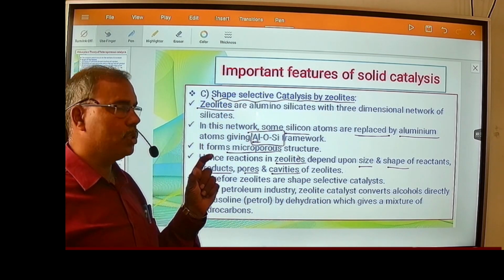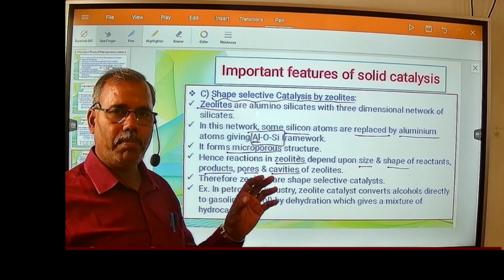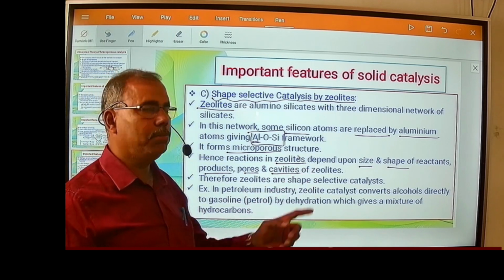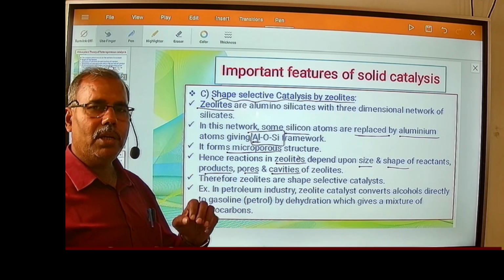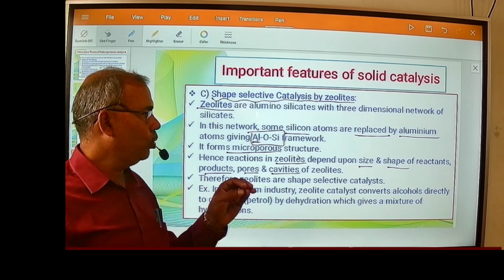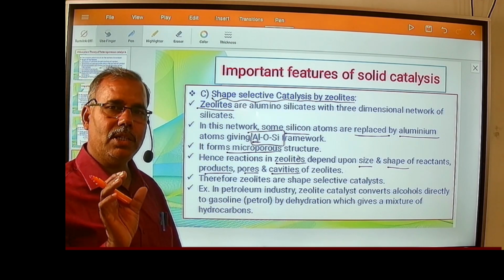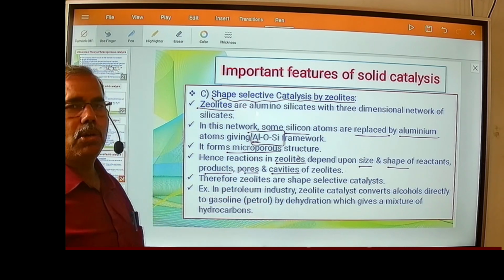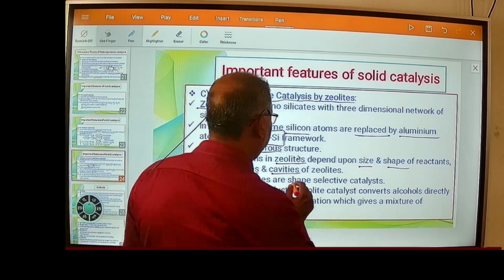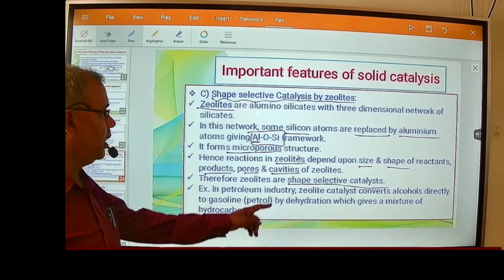The size of the pores and cavities in the zeolites, then the reactants, their size and shape, and the products formed. Here, whatever the size of the pores and cavities of the zeolites is, the reactant as well as product molecules should accommodate into those pores and cavities. So they should have the size and shape according to the pores and cavities of the zeolites. Therefore, it is selective. Therefore, zeolites are shape selective catalysts. So we say that the zeolites are shape selective catalysts.